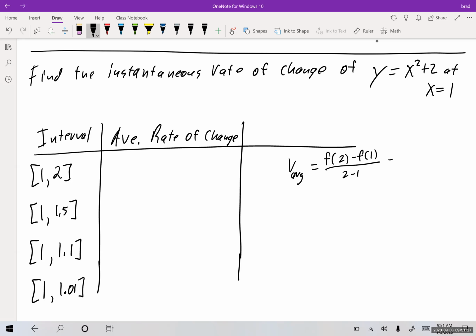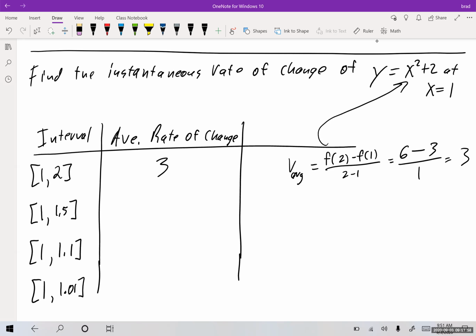all over 2 minus 1. So what I do is I'm now going to take 2 and plug it into here. So that would be 4 plus 2, which is 6, minus, plug 1 in there, which would be 1 plus 2, which would be 3. And then we're going to divide it by 1. So we get 3. So then right here, I now have my average rate of change is 3. Now I need to do that again for each one of these. So pause the video and give these 3 a shot, okay?